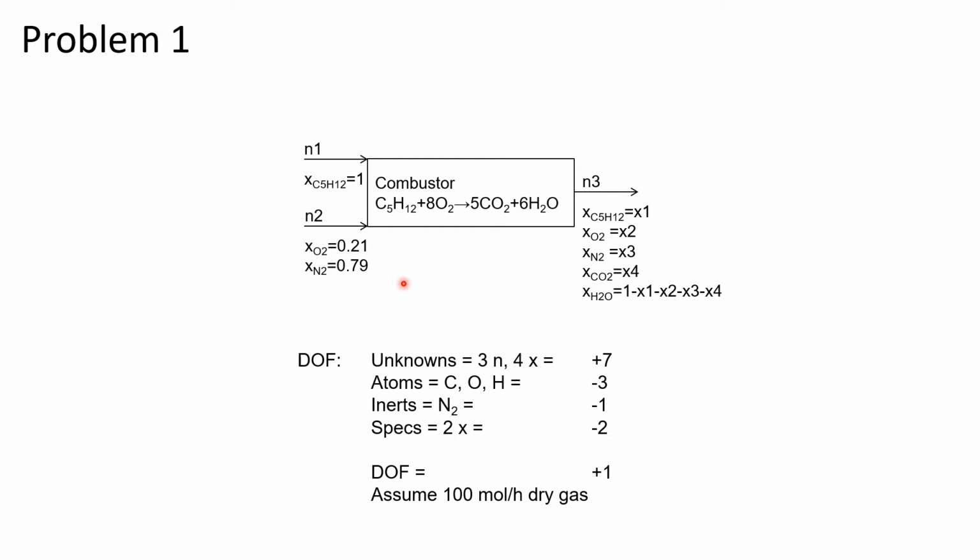So if you look around these streams, let's count the number of unknowns. So if you look at the 2 feed streams, we don't know the flow rate of our pentane feed. That's one of the unknowns. So there's 1 N associated with that.